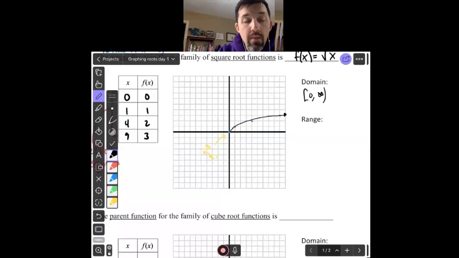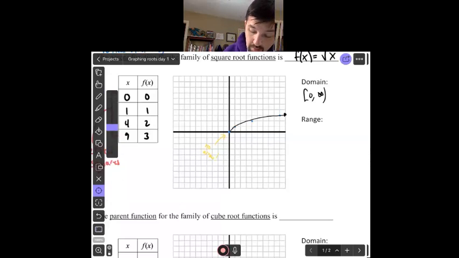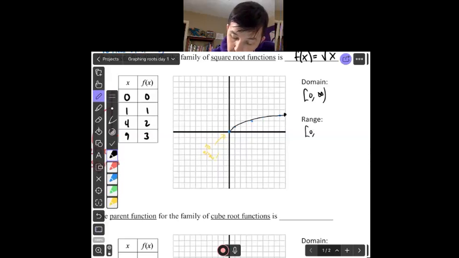Then range, what y values come out. So again, we go left to right for domain, low to high for range. The lowest place I hit is 0 again, and then it goes up forever. Bracket on the 0 because we're hitting that point, and then the parenthesis on the infinity because we can't hit infinity.